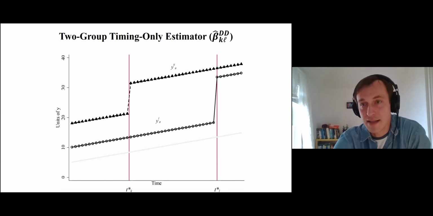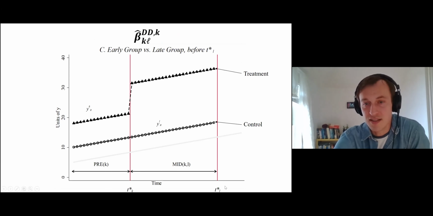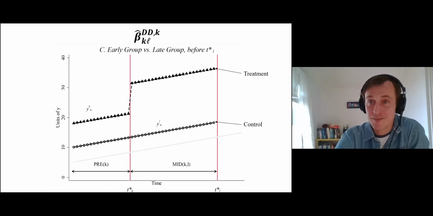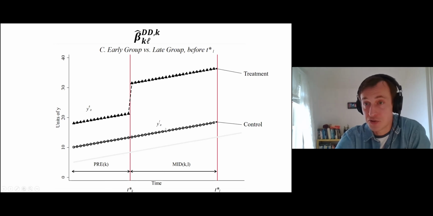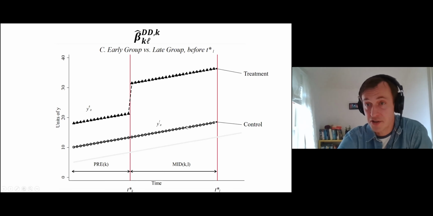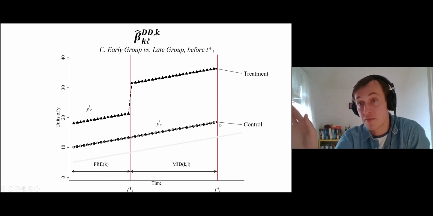And there's two ways you could make the comparison here. What if we just didn't have data after T star L? What if the data set didn't even extend that far? Well, then we're back in simple diff-in-diff land. We can compare the change in outcomes before and after T star K for the K group, the early group. That's one change. And as a control group, we can use group L because they're not treated yet. Their treatment dummy is 0 this whole time, all the way here. Before T star L, they can be a control.